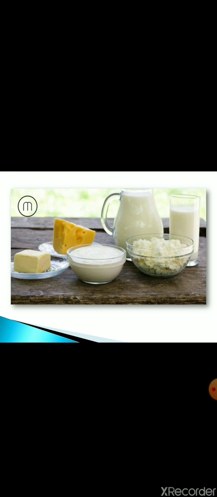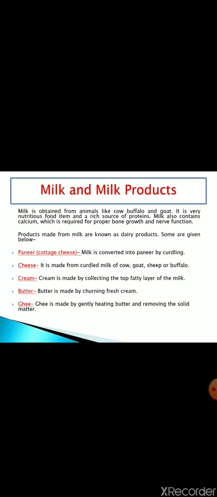Now as you can see in this table, there are so many products, so you can see what is common between them. There is milk, butter, paneer, cheese. Okay, so what is common in them? The common thing is that these are the milk products. So what is milk? Milk is obtained from animals only, like cows, buffalo and goat, and it is a very nutritious food item and a rich source of protein also. Milk also contains calcium which is required for proper bone growth and nerve function.